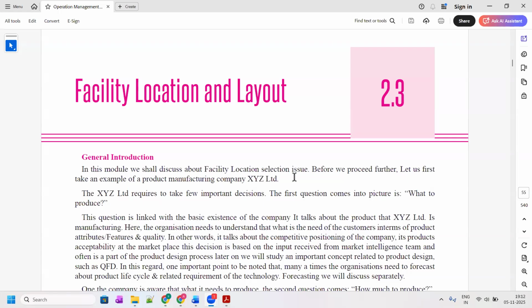So, good evening, everyone. Welcome to the class of Operation Management. Now we are going to start a new topic called facility location and layout.